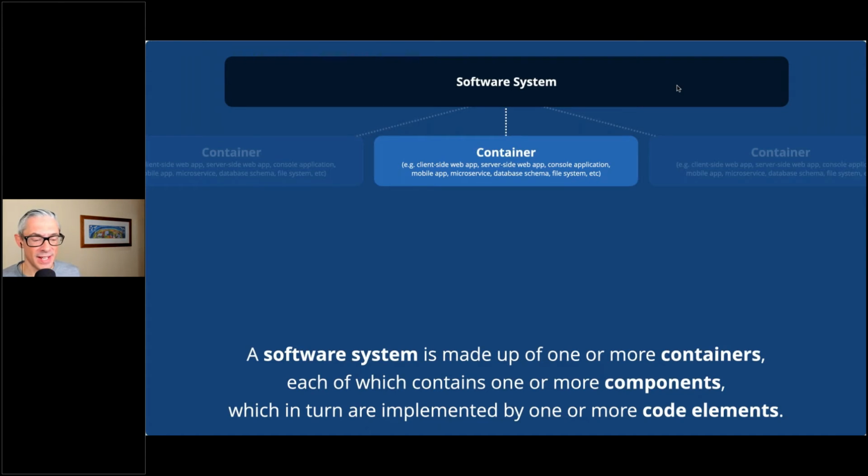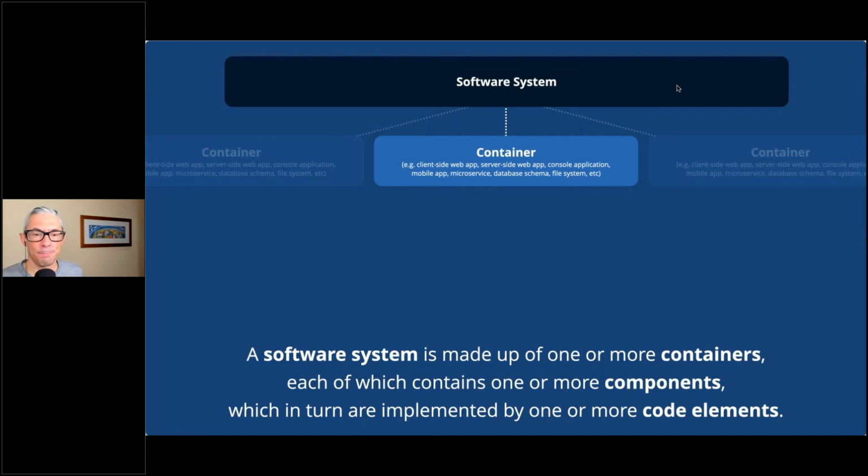In real world terms, a container is something like an AngularJS app running in a web browser, a React app running in a web browser, could be a mobile app running on a mobile device, could be a server-side web app like a Spring Boot app, Spring MVC app, ASP.NET MVC app, Ruby on Rails app, could be a console app, could be a C# Windows service. From a data perspective, a container could be something like a database schema, could be a folder on a network share, or it could be something like an Amazon S3 bucket. So a container is an application or a data store. It's the high-level technology choices that make up your software system. Most containers are generally, but not always, individually deployable units.